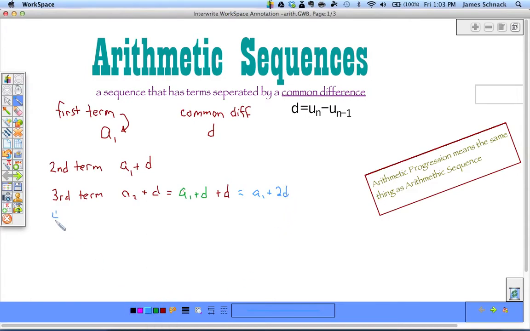Okay. How about the fourth term? Well, that would be recursively thought of as the third term plus the common difference. Well, the third term was A1 plus 2D plus that D right here. So this simplifies to become A1 plus 3D. So what are we seeing? Are we starting to see a pattern emerge here? No? Okay. Well, let's try the fifth term.